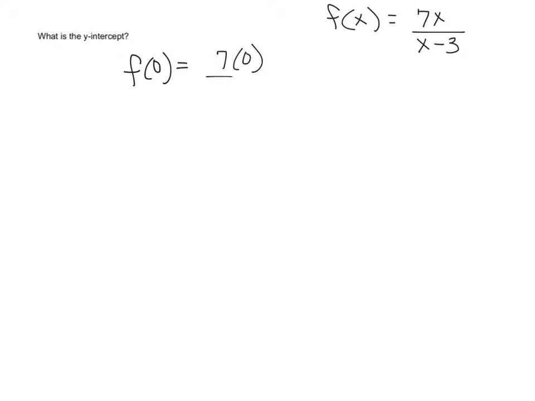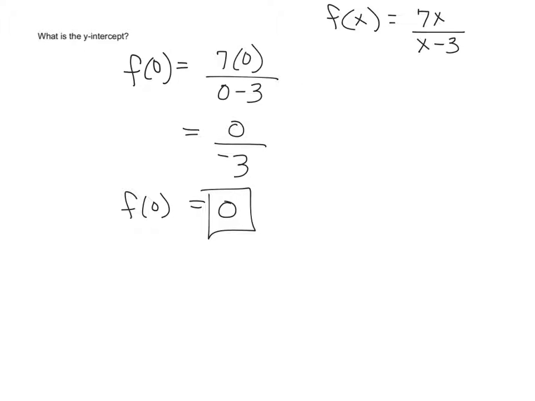The second step asks me to find the y-intercept. To do that, I'm going to find f of 0. So I'll plug a 0 wherever there's an x in the original function, and I get 7 times 0, which is 0, divided by 0 minus 3, which is negative 3, and 0 divided by negative 3 is 0. So my y-intercept is 0.